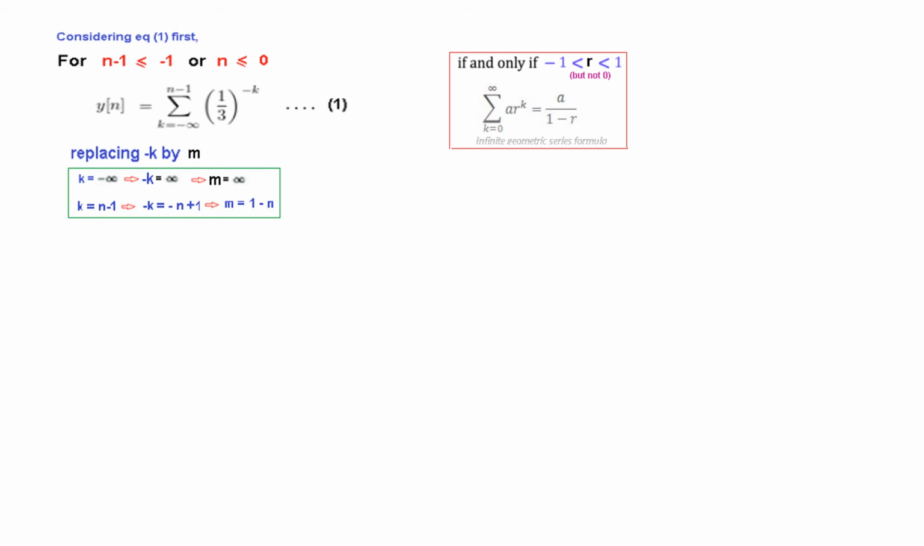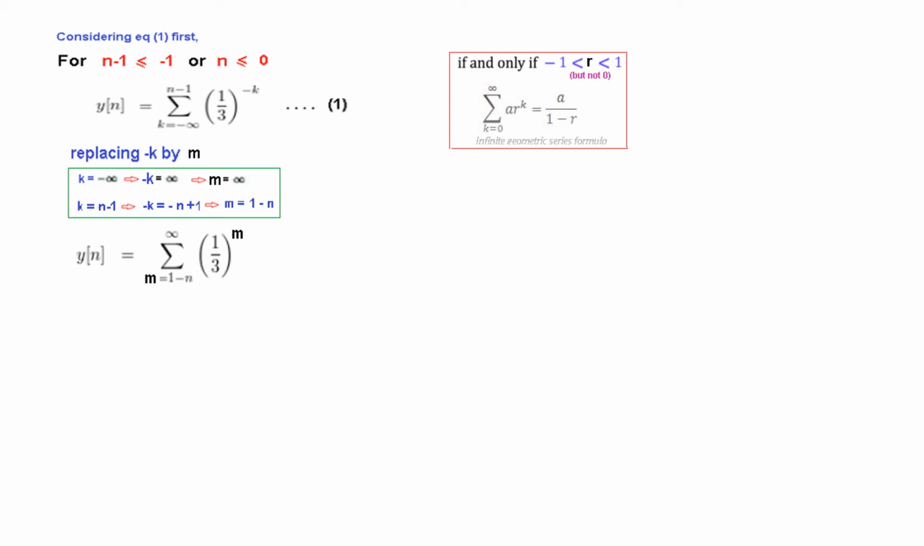And what about the other one? k is equal to n minus 1. Again putting minus on both sides, minus k is minus n plus 1. Minus k is m, so m is 1 minus n. So now let's rewrite. y n will be the sum over m from 1 minus n, and the other limit is infinity, of 1 over 3 to the m. So this part is now matching, and the upper infinity also matches, but we need to have a 0 here to be a perfect match.